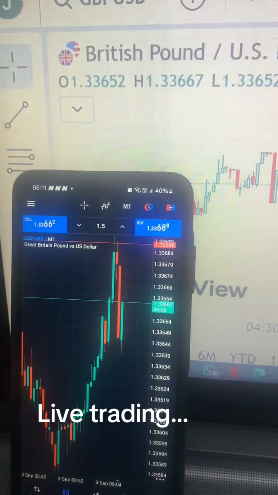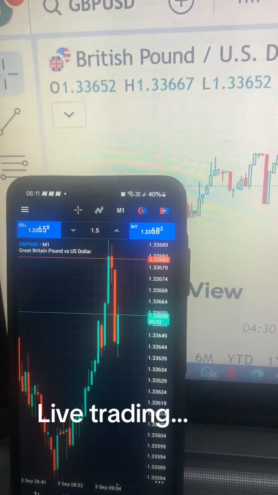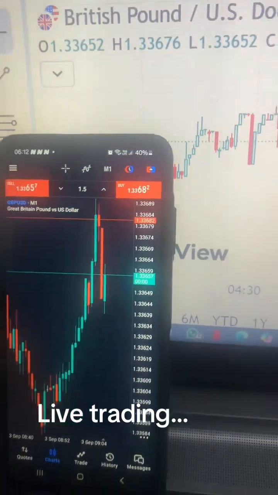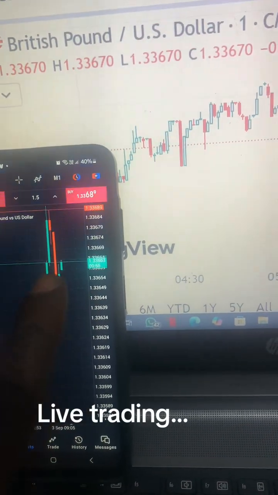So when you get your account ready, then you make a deposit, then you are good to go. But first of all, you need the knowledge. You need the knowledge. So you can see that it's going up.